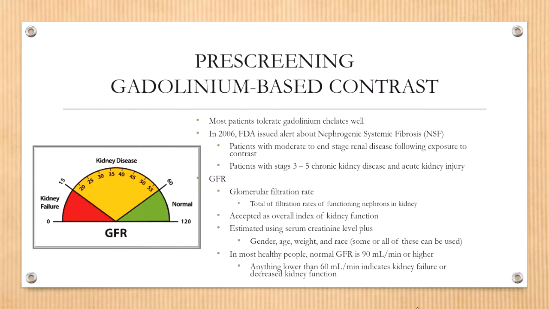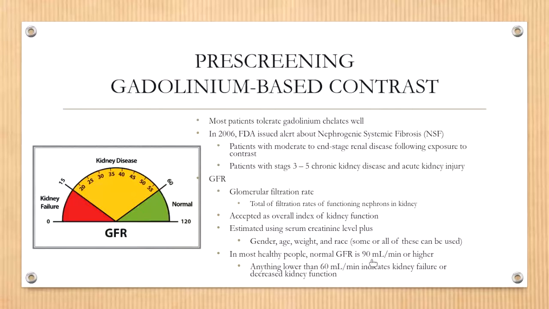And how we do it is we draw a little bit of blood and we test that blood for the serum creatinine level within it. That serum creatinine level, along with the patient's gender, age, race, and weight, are inputted into a calculator that you can probably find online. Some places have actual physical calculators. And it gives you what's called the GFR. So in most healthy people, the GFR is about 90 milliliters per minute or higher, which means that the kidneys are filtering at a rate of 90 milliliters of blood per minute.